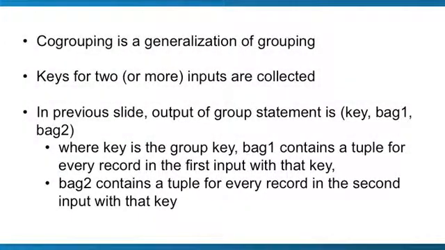So co-grouping. Co-grouping is a generalization of grouping where keys for 2 or more inputs are collected. It's very powerful, and we can take an example as looking at the output of the group statement in the previous slide.